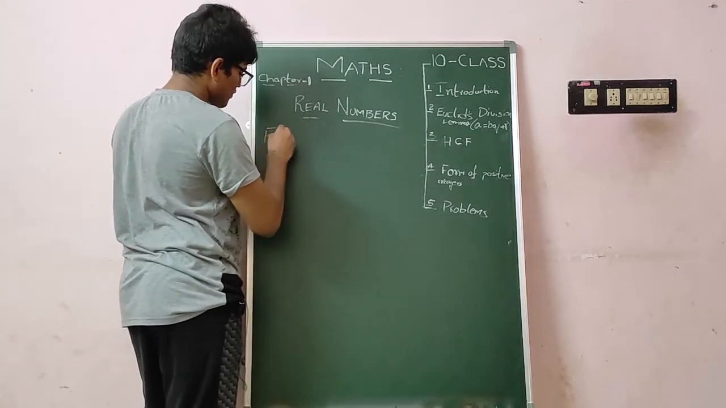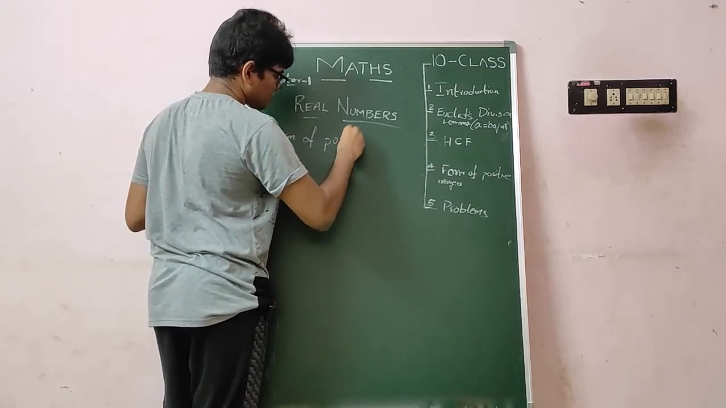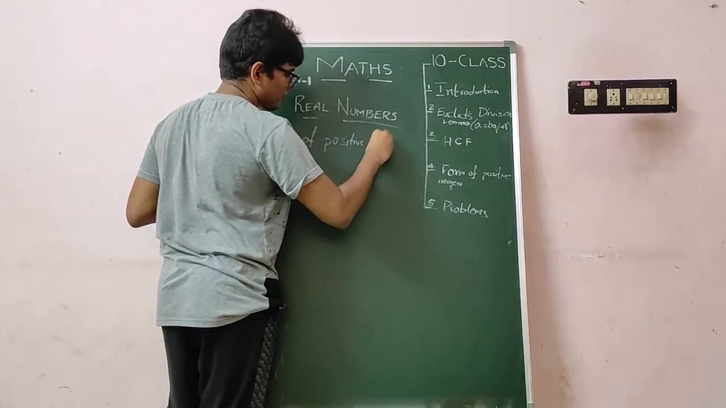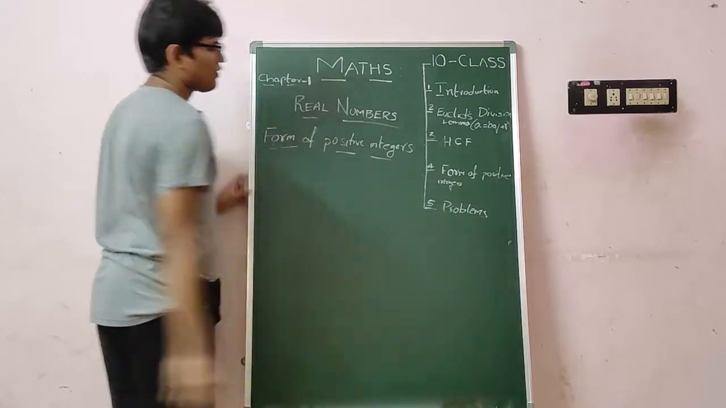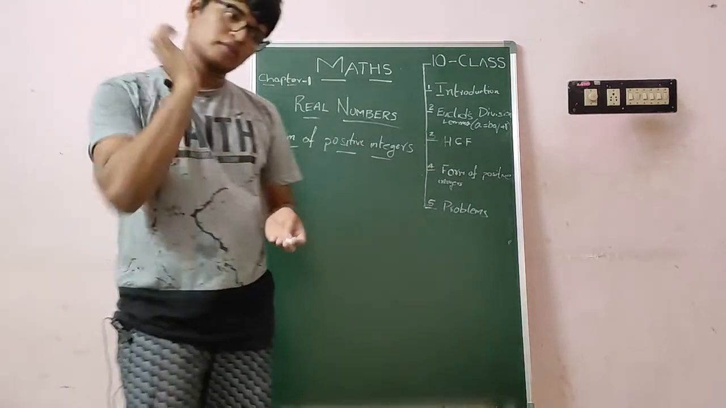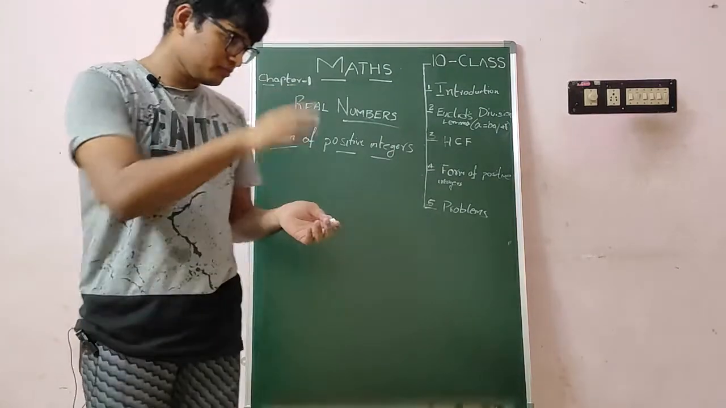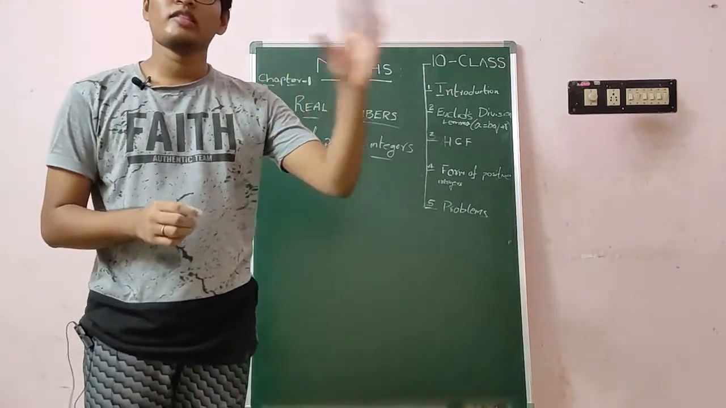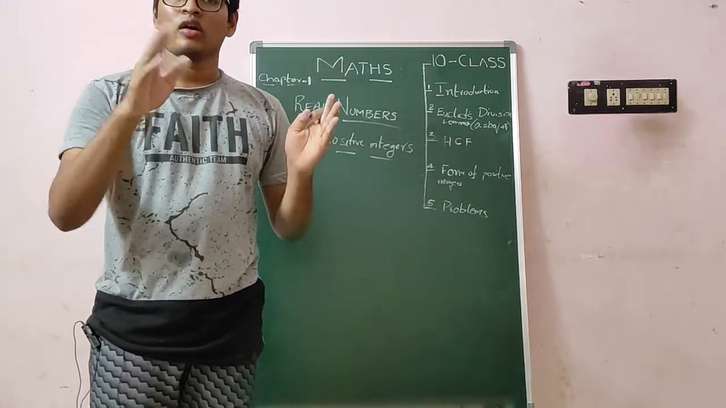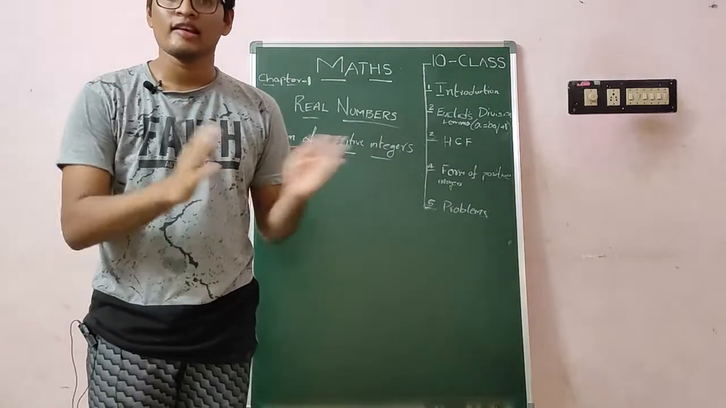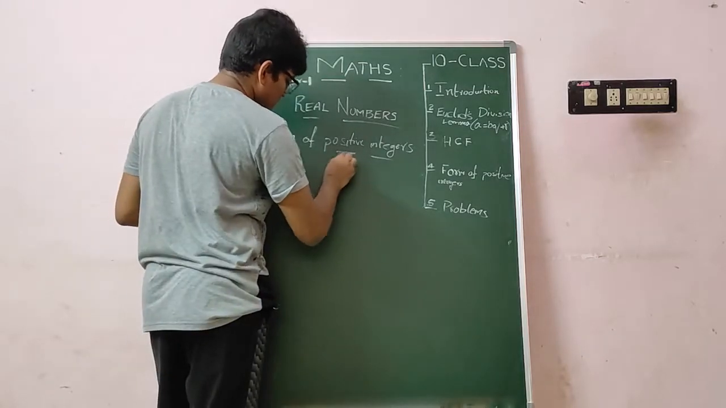What is the form of positive integers? When you take a number 1, 2, 3, 4, 5, 6, it can be represented as 4m plus 1 or 6m plus 2 or 7m plus 3, anything. To understand this further, we will take an example, 6.